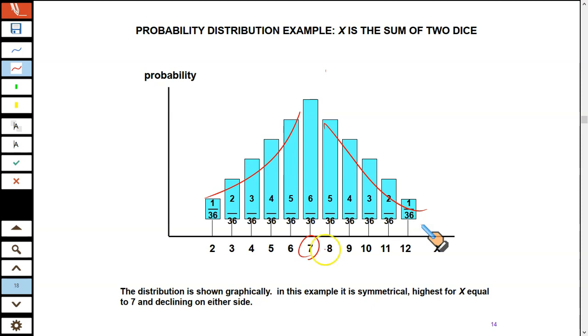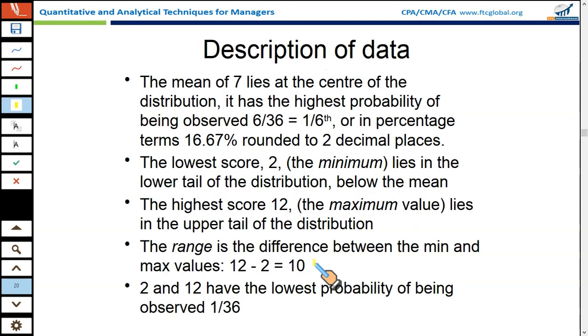So we got just this one number, a single figure, that represents the average outcome over many repetitions of the same random event. So let us now summarize the description of the data. The mean of 7 lies at the center of the distribution, and it has the highest probability of being observed, that is 6 out of 36, or 1/6, or in percentage terms 16.67, rounded to 2 decimal places.